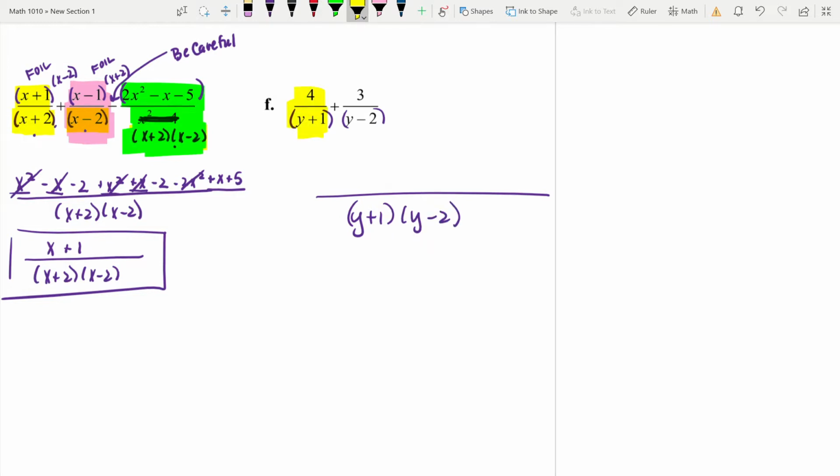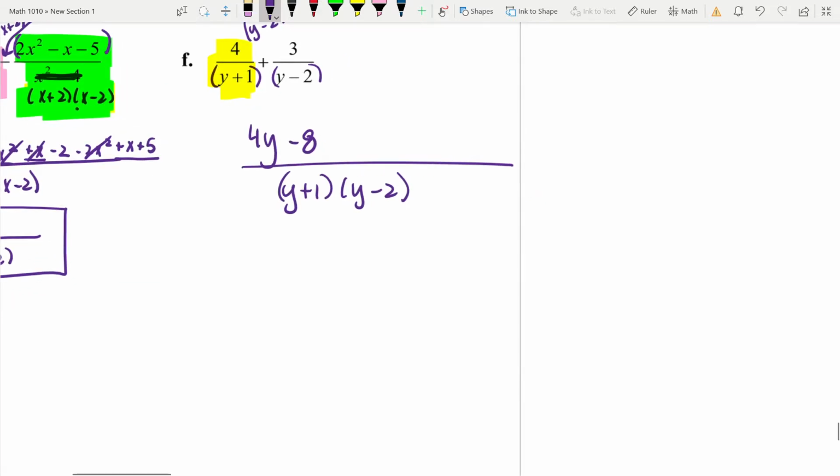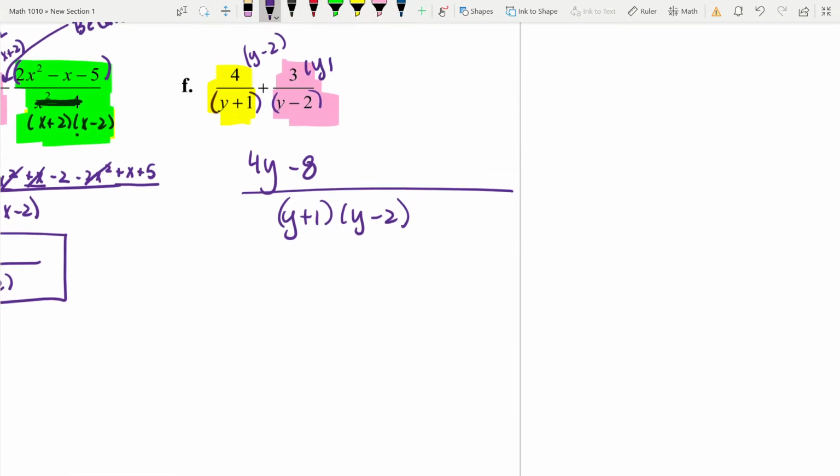This guy right here has the y plus 1. He's missing the y minus 2. Distribute the 4, and you get 4y minus 8. The second guy has the y plus 2. He's missing the y plus 1. So you're taking your 3 and multiplying it by y plus 1. That gives you 3y plus 3.